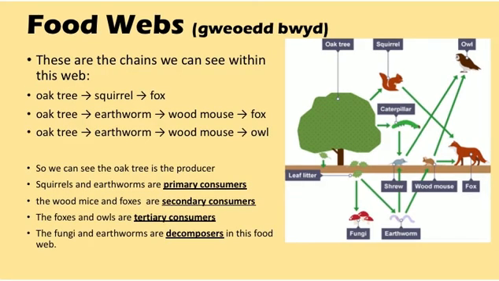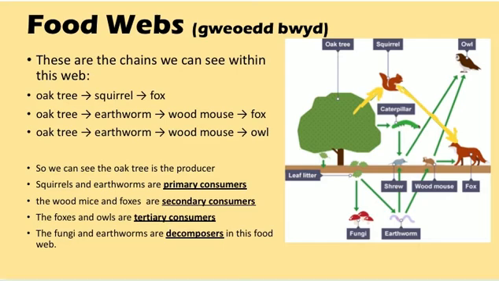So we can see in this picture, we can see the food chains are oak tree to squirrel to fox. Okay, so I'll draw it on. So the oak tree goes to squirrel and then down to the fox, which means the squirrel eats the oak tree and the fox eats the squirrel.